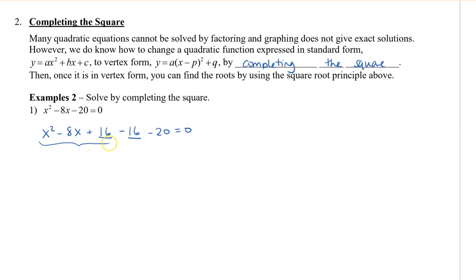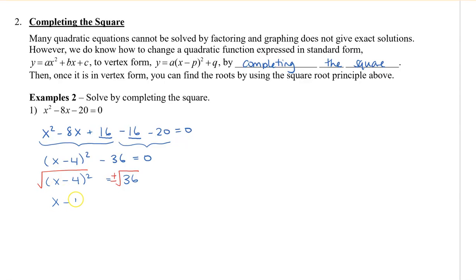So we're going to factor from these first three terms, and this gives us x minus 4 all squared. And then we're going to combine our last two constants together to give us negative 36, and that equals 0. So move 36 to the right side to give us positive 36. And now we're going to square root both sides. And don't forget that when we square root both sides, we get a positive and a negative answer, where the square root is on the side that does not have the variable.